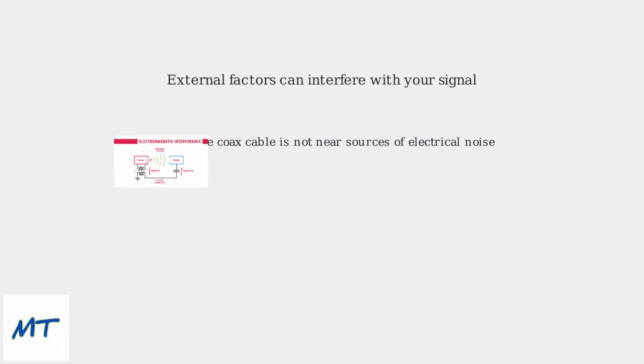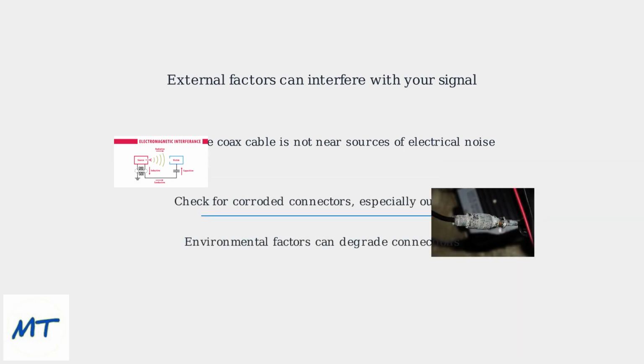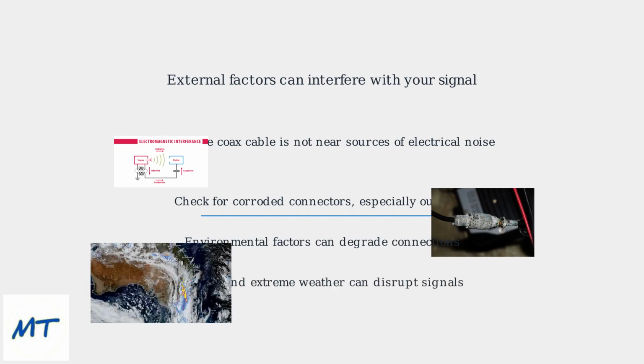External factors can interfere with your signal. Ensure the coax cable is not near any sources of electrical noise. Check for corroded connectors, especially outdoors, as environmental factors can degrade connections. Storms and extreme weather can also disrupt signals, potentially triggering this error.